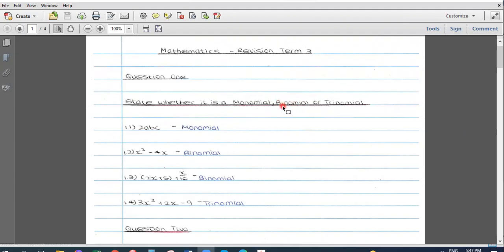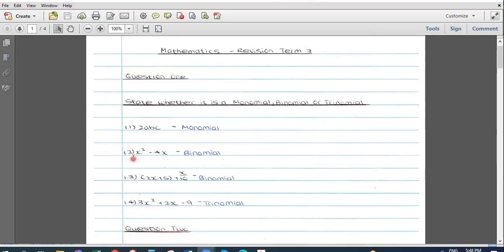For example, a bicycle has two wheels, so bi means two terms, and trinomial, three terms. So think about a tricycle with three wheels. So we have trinomial with three terms. Now this first expression here is a monomial, there is one term. A term is separated either by a plus or minus.